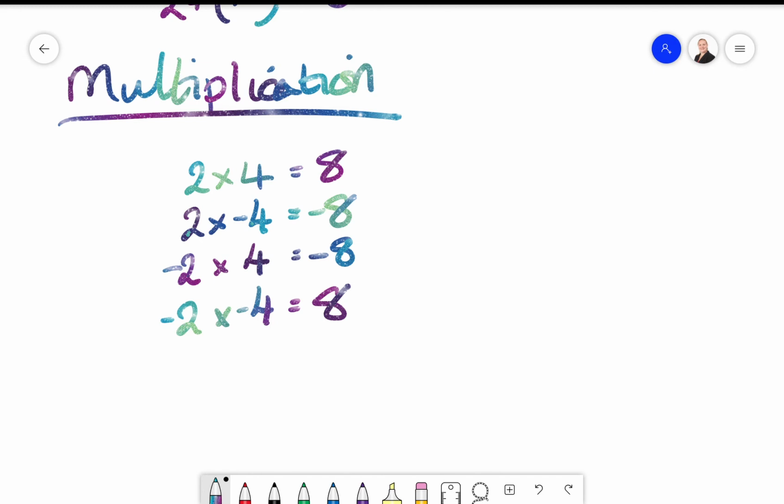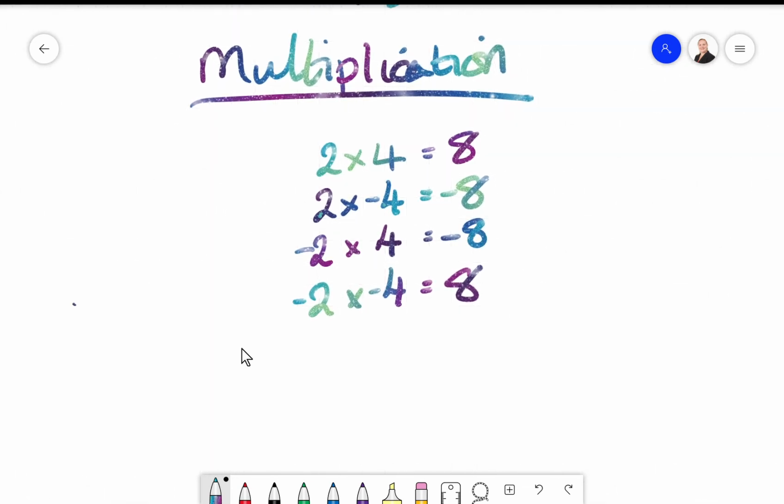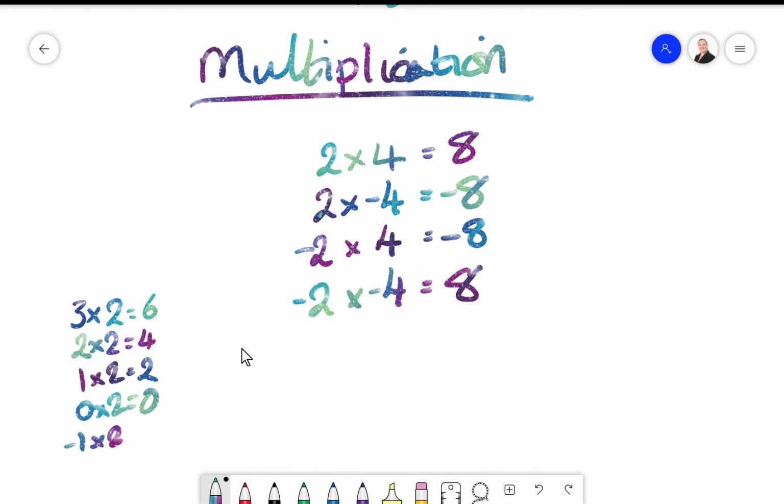Okay, when we did this the first time round in class, I did explain to you why, and it's because there's a pattern. The pattern is, if I did the 2 times table, 3 times 2 is 6, 2 times 2 is 4, 1 times 2 is 2, 0 times 2 is 0, minus 1 times 2, you can see it's going down by 2 every time. It's going to be minus 2, minus 2 times 2 is going to be minus 4.